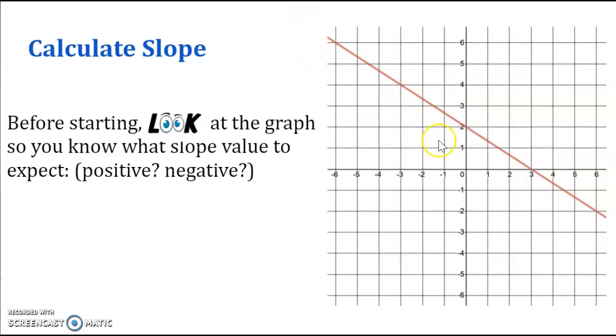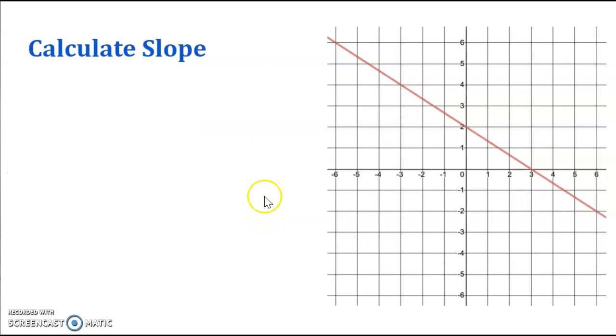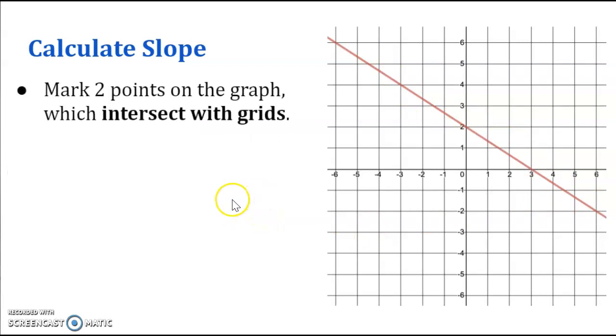I hope you're telling me it's going to be a negative slope, because this is where the slope dude is coming down and enjoying himself, and he's saying nice negative. So this is a negative slope. And then from here, you should be able to figure out the slope.